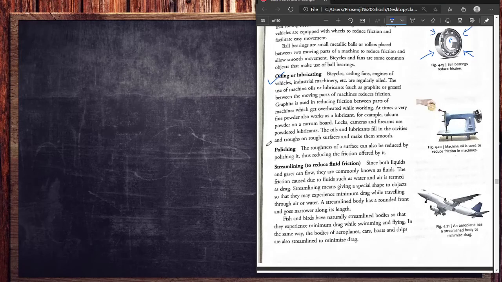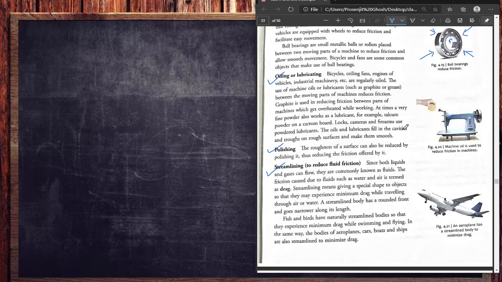Coming to the last two things, that is polishing and streamlining. Polishing, you know that if you polish something, the roughness will be less, it will be more smooth. And we know that if something is smooth, friction will be less. Always just remember that rough increases the friction, smooth decreases the friction. That is the final thing. All the things are based upon these conditions.